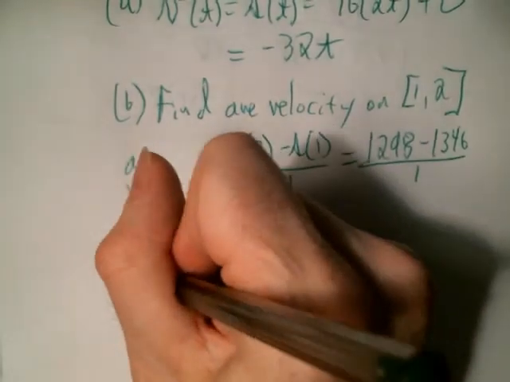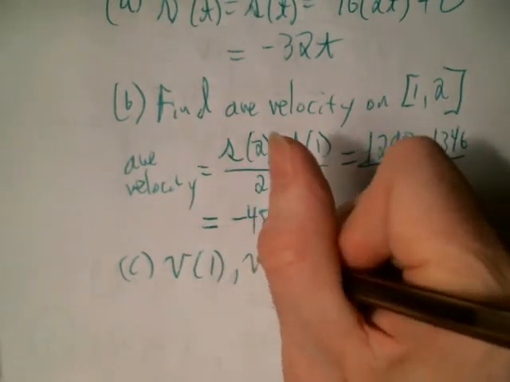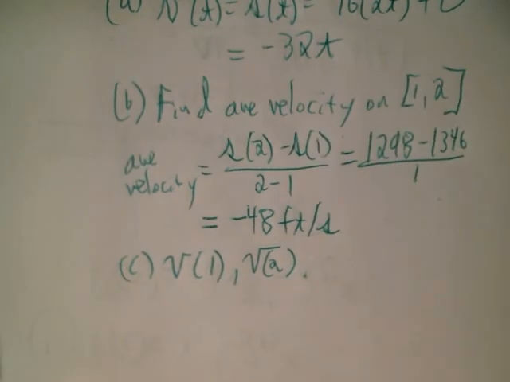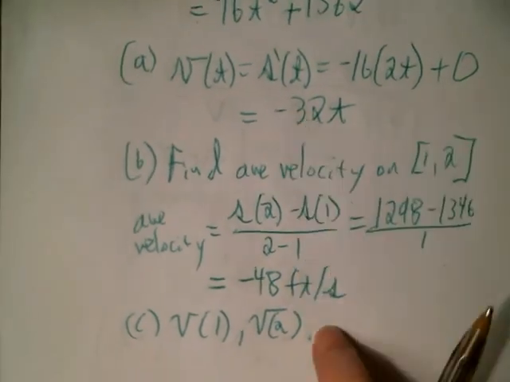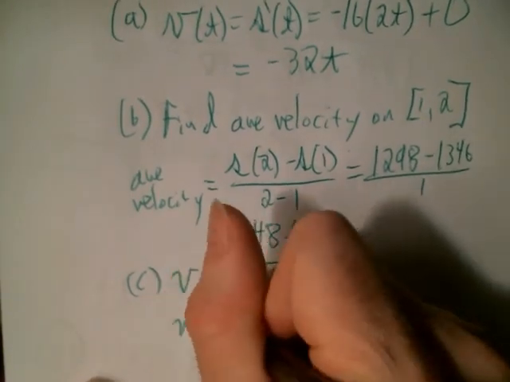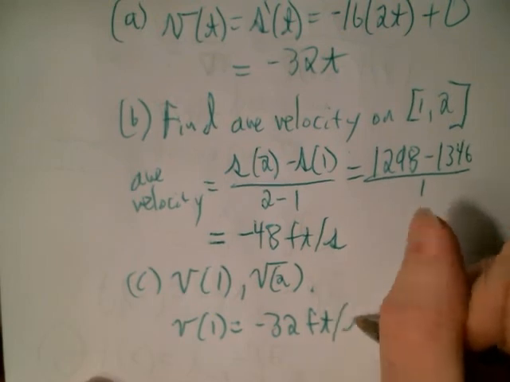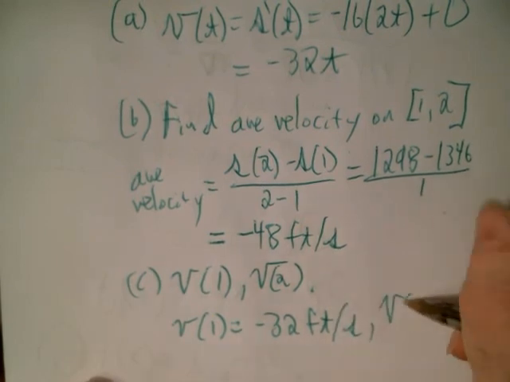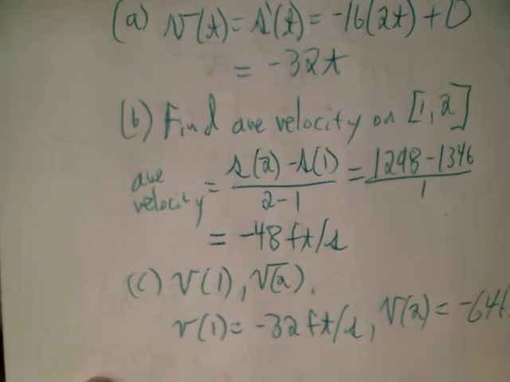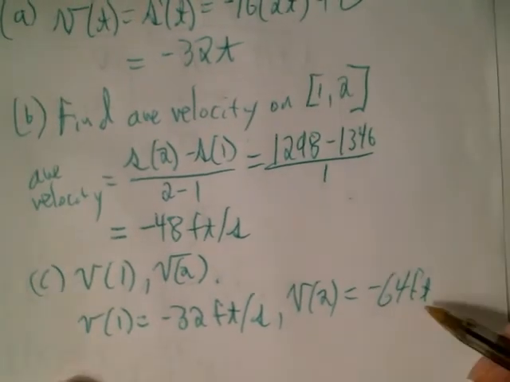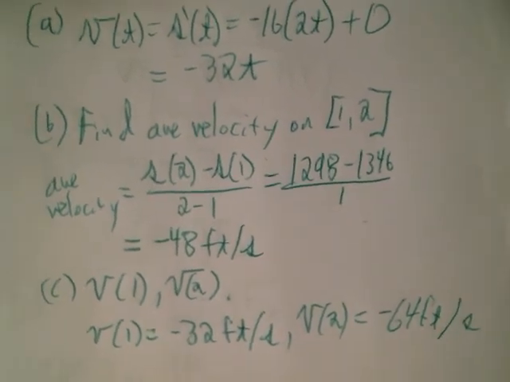Part C, they want you to find the actual instantaneous velocities at time 1 and then time 2. So this time you use the velocity formula and just plug these in. So v of 1 is just negative 32 feet per second. And then the velocity at time 2 is negative 64 feet per second. So let's just plug and chug at that point.